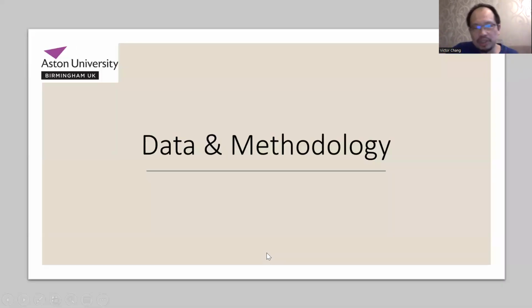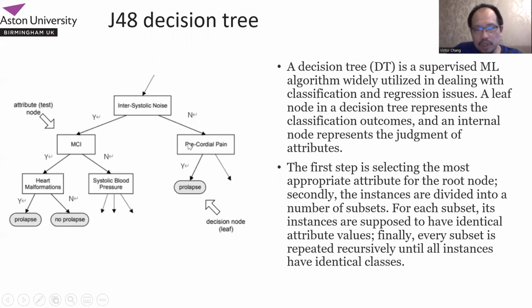So we then talk about the data and methodology. First of all, I'll briefly talk about the algorithms. In this case, J48 stands for a specific algorithm for decision trees. As you may know, it's a kind of supervised machine learning algorithm. You can see in this simple example, yes or no. Then you can get the probability for this, and it will give you a result in a short period of time. A leaf node in a decision tree represents the classification outcomes, and the internal node represents the judgment of an attribute.